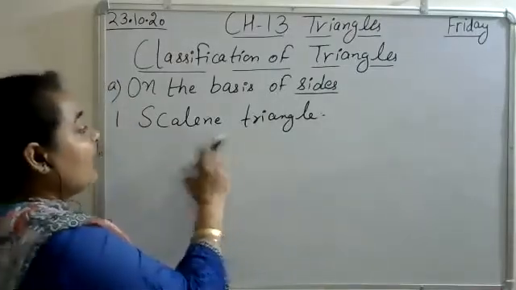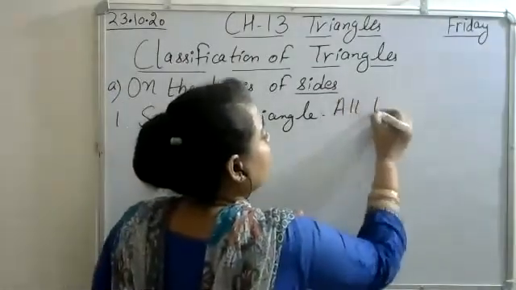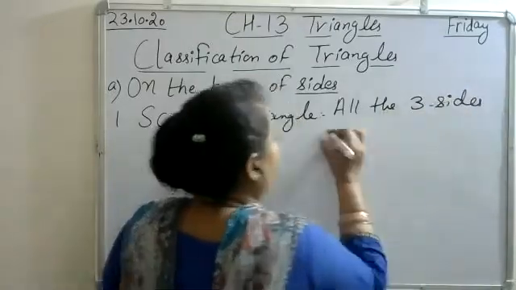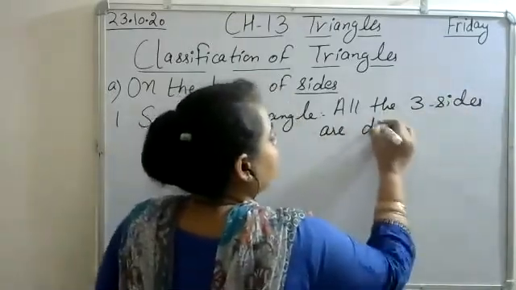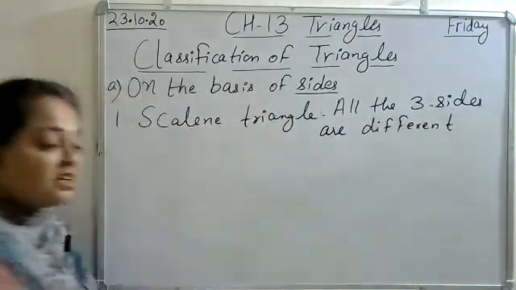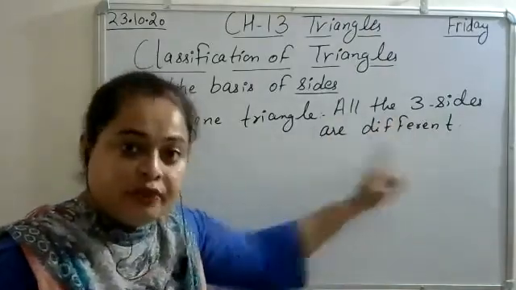So scalene triangle is a triangle in which we have all the three sides different. So this is a triangle in which you will observe all the three sides are different.